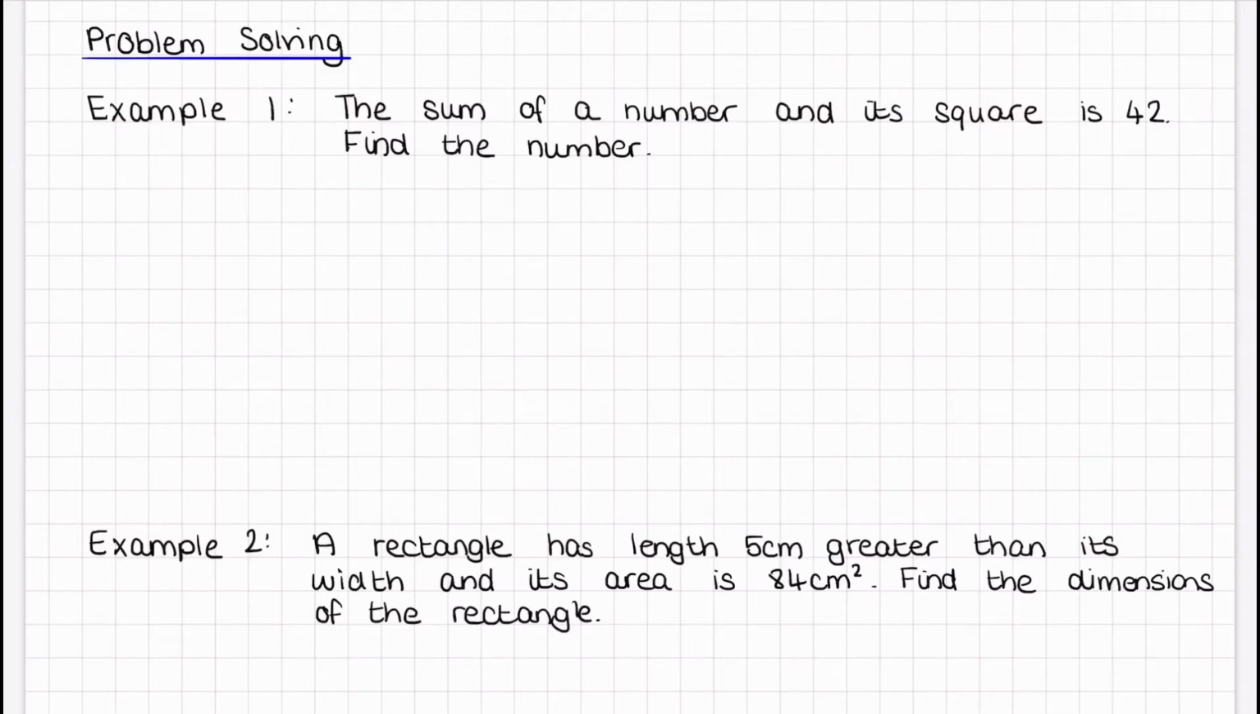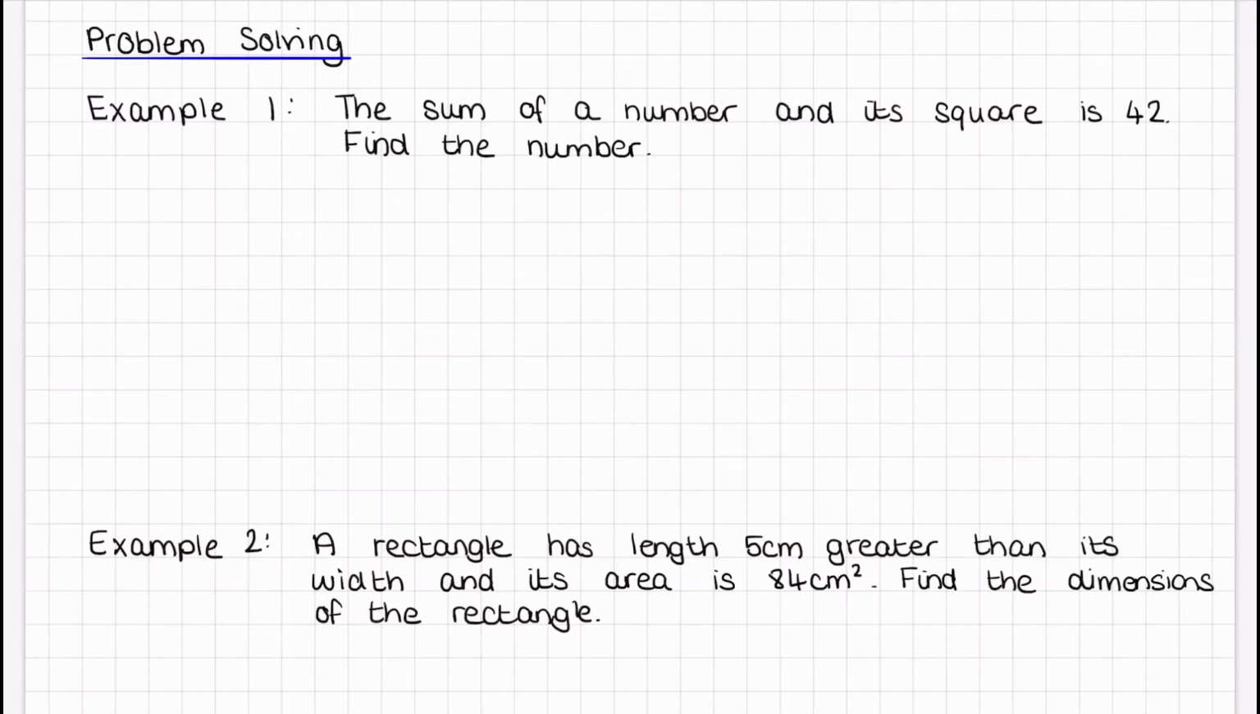So this is the last video on quadratic equations, and it's to do with problem solving. So we've just got three examples to do. So the first one: the sum of a number and its square is 42, find the number. So we're not going to use trial and error, we're going to create an equation and go from there.